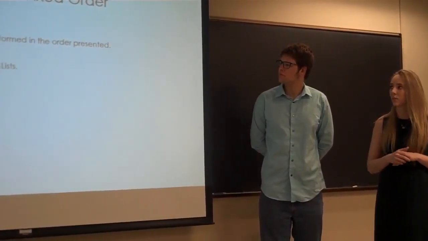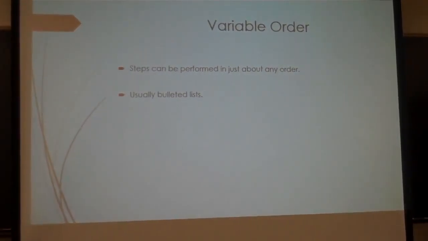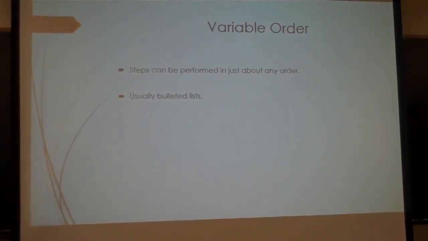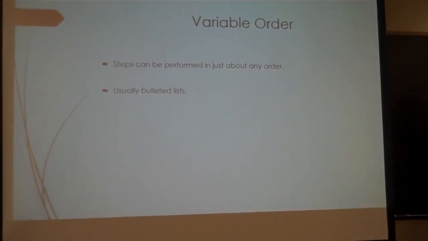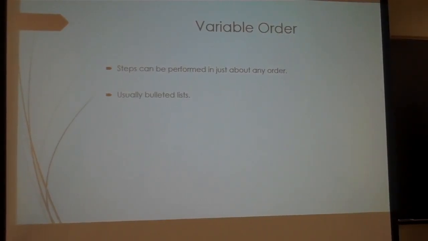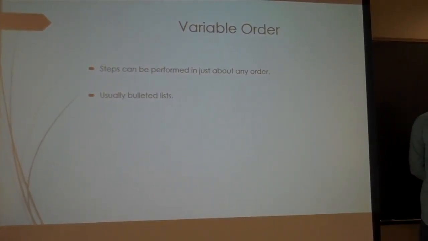And then the second one is variable order. This one is almost the same as it, except it doesn't matter the order you do it in. So they usually put bullet points instead of numbers. These could be like troubleshooting things where they just give you a list to check and then you can fix it once you find out what's wrong.